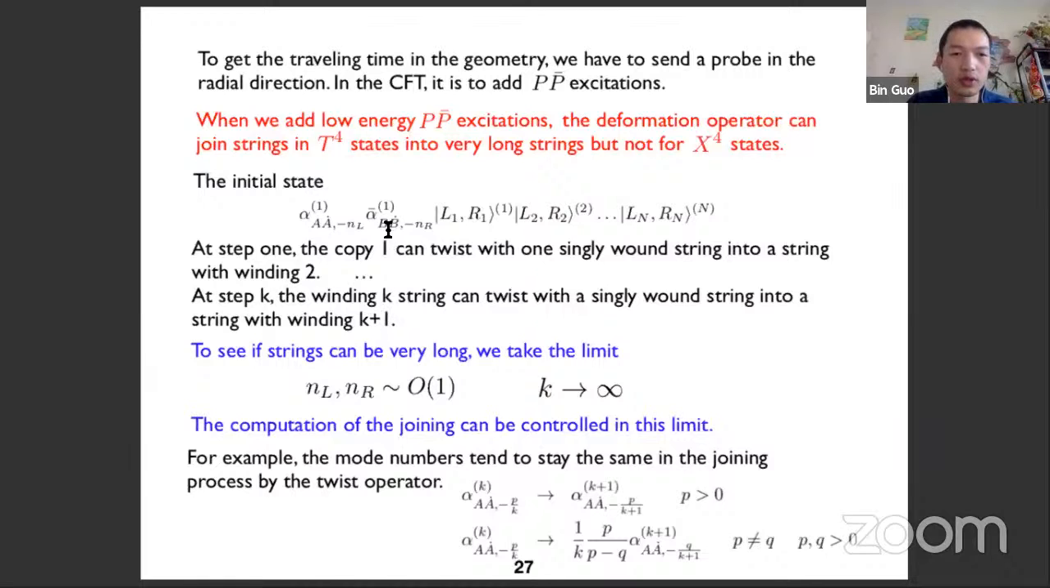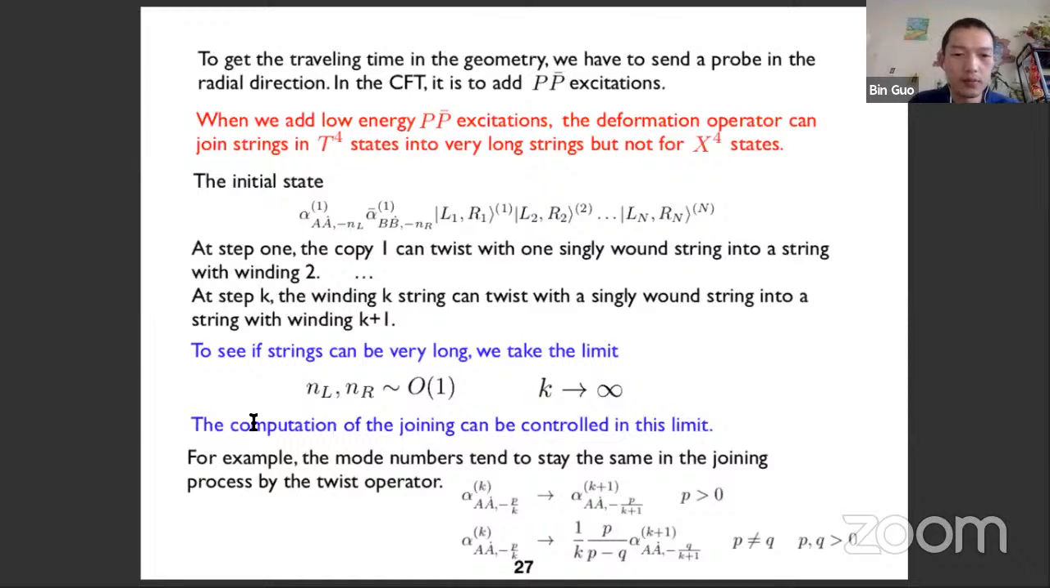Usually this joining process is very difficult to keep track of, and it's hard to get any physical result from this computation. However, things can be simplified in the following limit. If you look at the large K limit and keep the PP bar excitation at order 1, so we keep a fixed PP bar excitation.